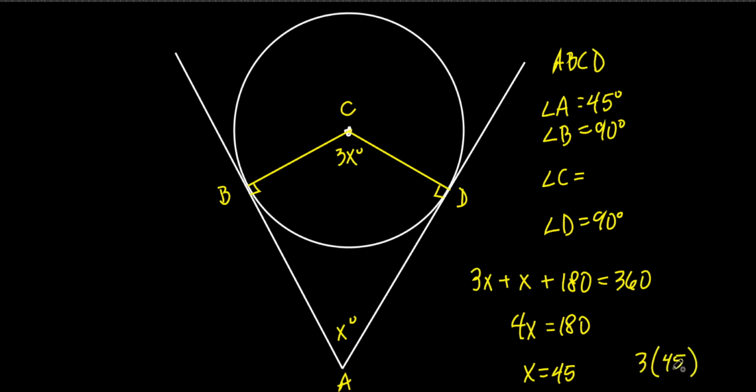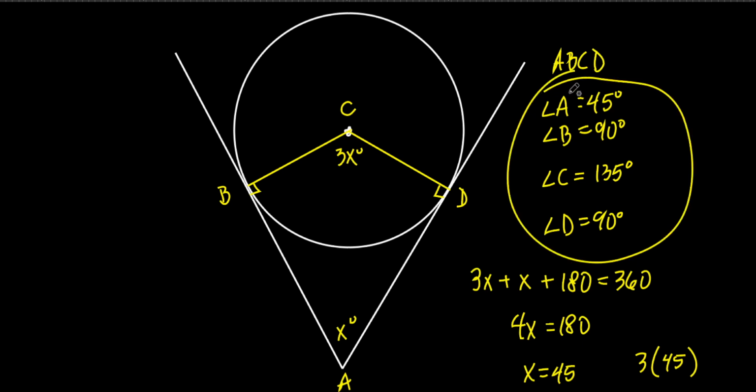Right, so what's 2 times 45? That's 90. Plus another 45 is 135. Okay? And there you go. That's what they asked for right there. That's pretty easy. Really, you didn't have to know a whole lot about tangents on this, did you?